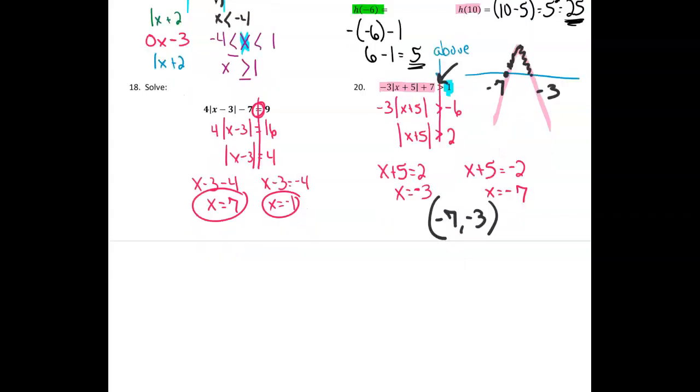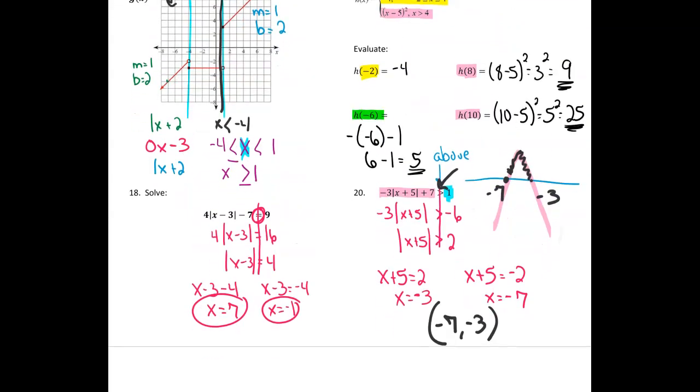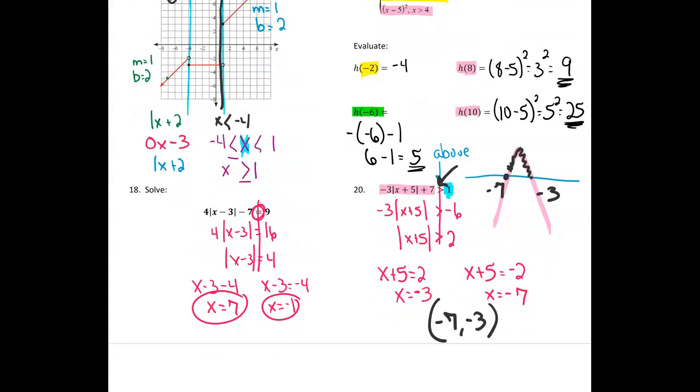And that is, I believe, the last of the review. So that's it. Remember, the pink review and the blue review are due the day of your test, not after. It will not be accepted late.